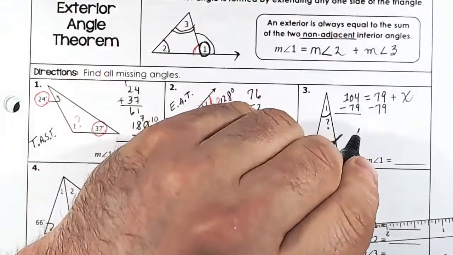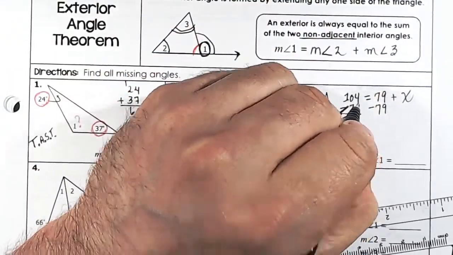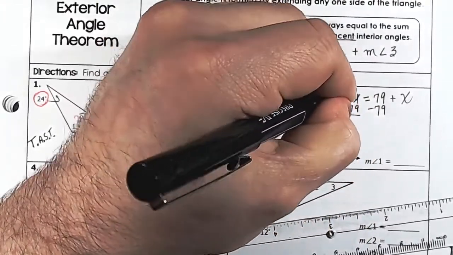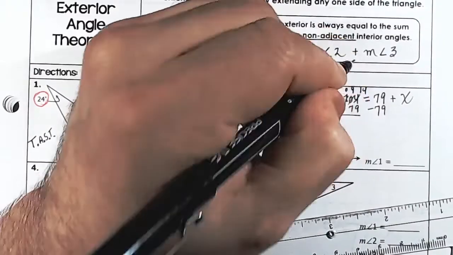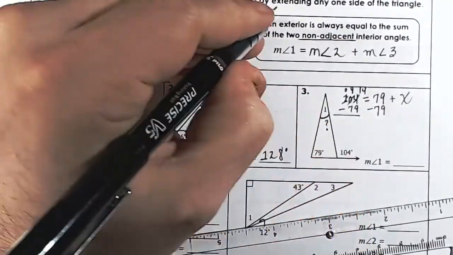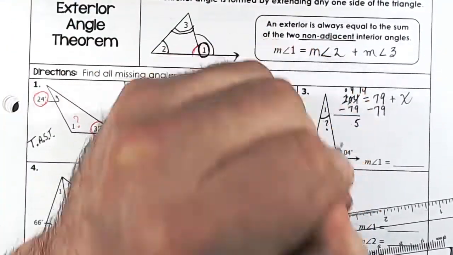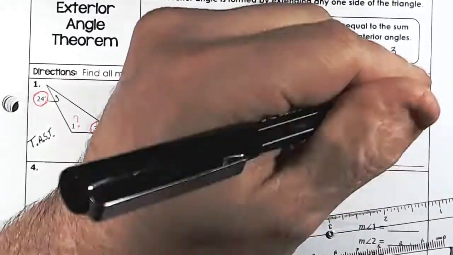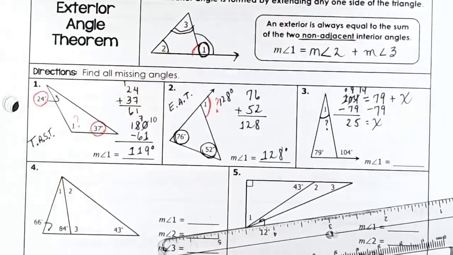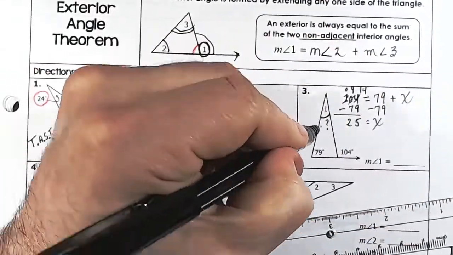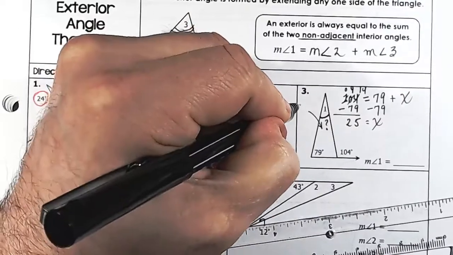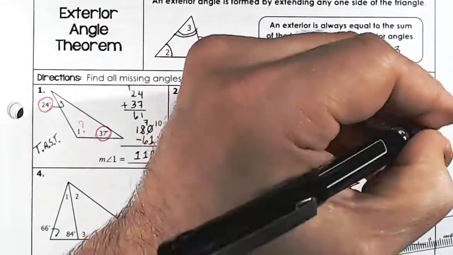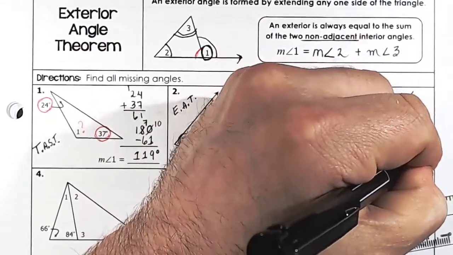So here we go. We can't take 9 from 4, so we borrow. Uh-oh, the 0 is there. You have to keep going. So this becomes 0, this becomes 9, and this becomes 14. All right, so 14 minus 9, that's 5. 9 minus 7, that's 2. So by my math, x equals 25. So this angle right here is 25 degrees.